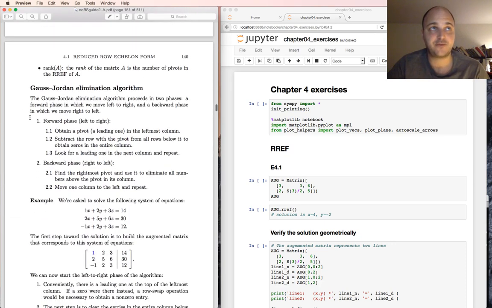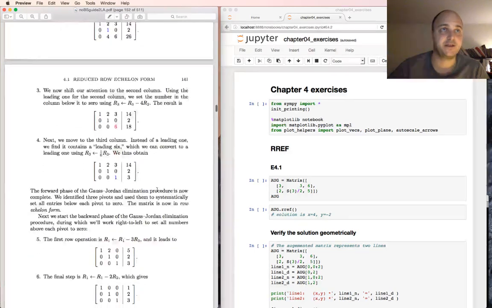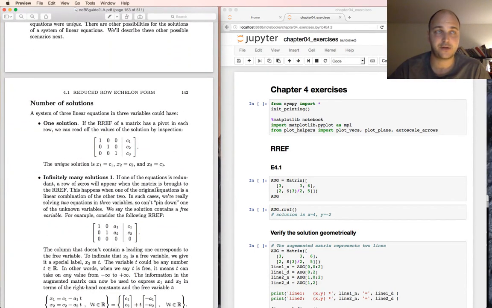I will let you read the step-by-step procedure, the actual algorithm, on your own, because there's no point in me just saying what's written there. It's not super exciting. This is another example. All right, so there's some interesting things going on in that.